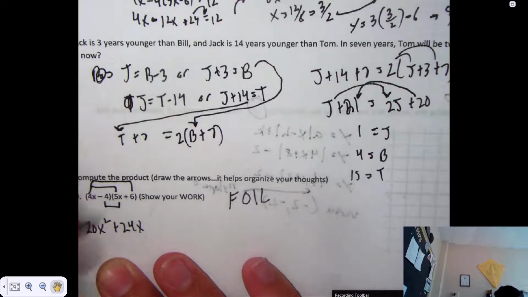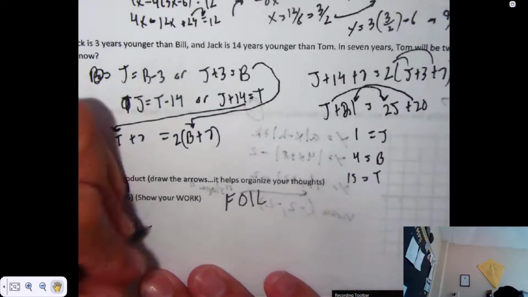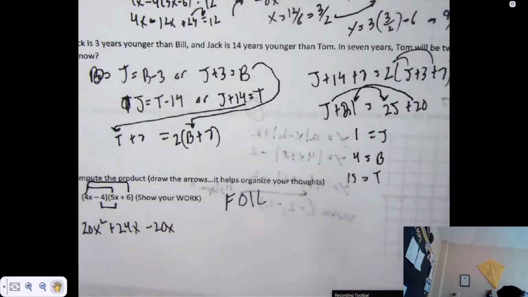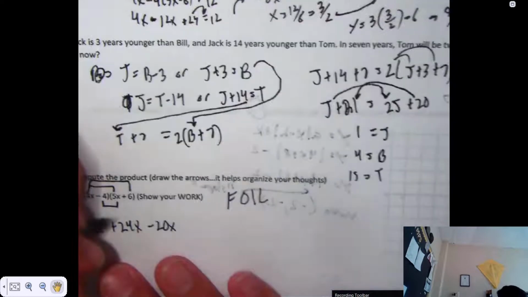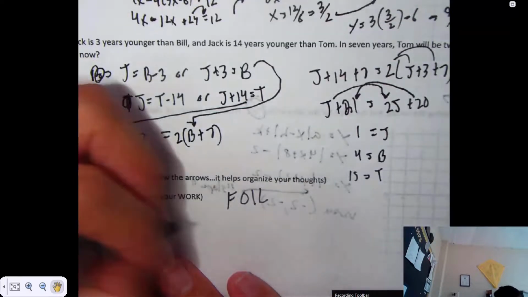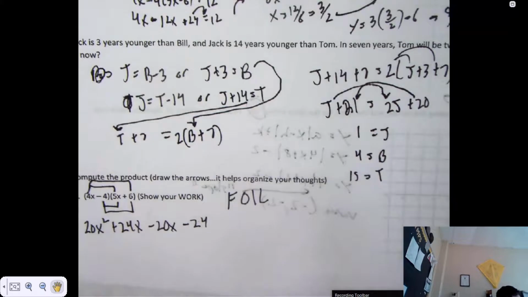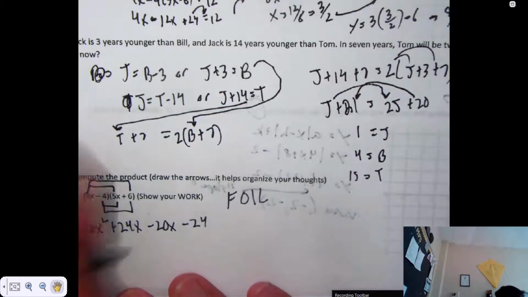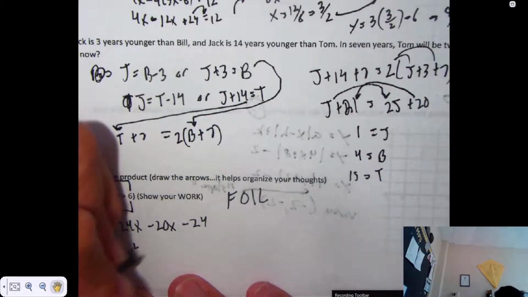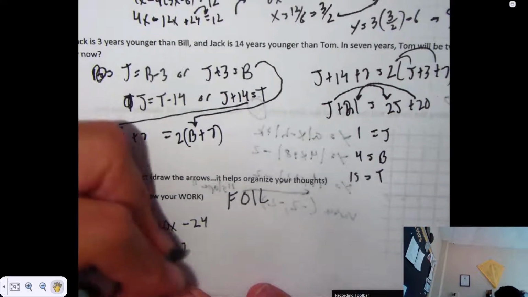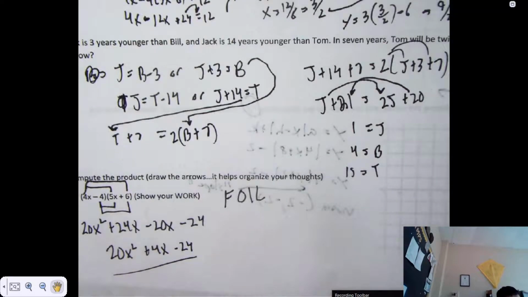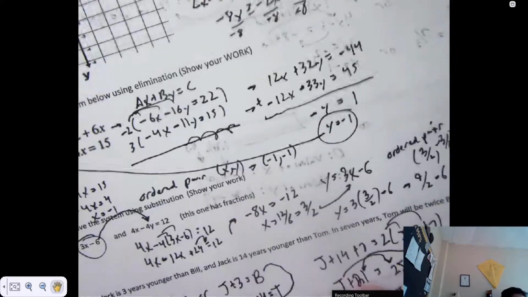On the interior, the I will have a negative 20x because 5x times negative 4. And then L for last, we'll do a negative 4 and a 6. We'll say minus 24. And then we'll just combine our likes. 20x squared plus 4x minus 24 is the result of foiling those two things out. You should get that problem. You should.